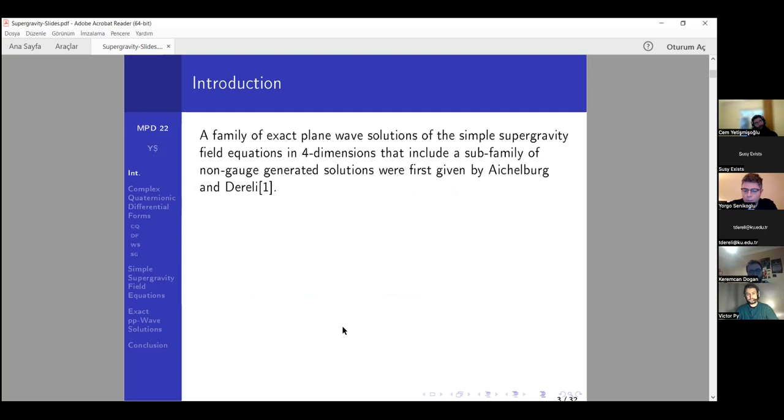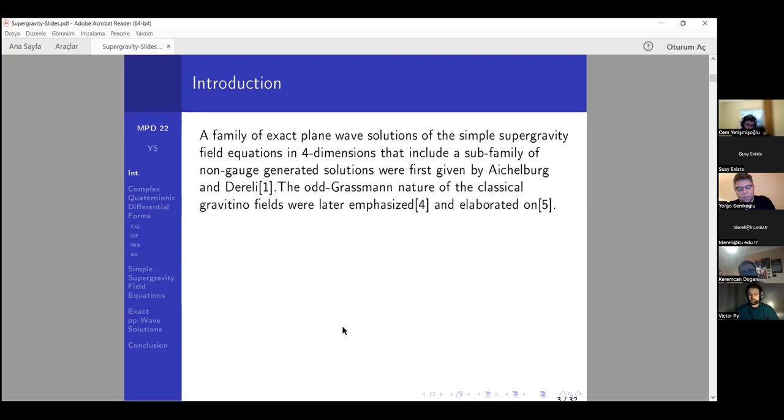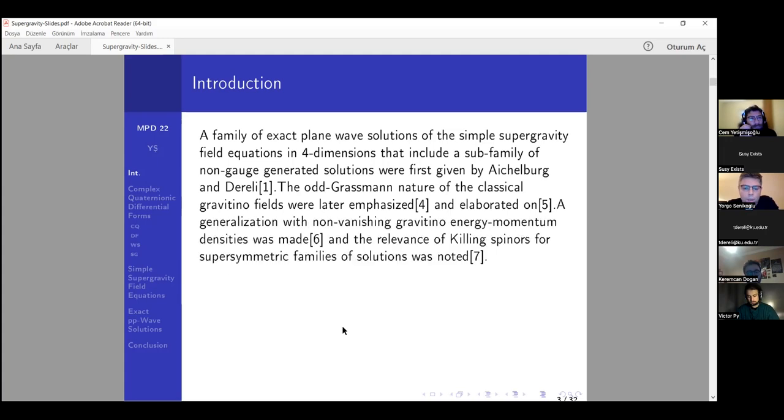So a family of exact plane wave solutions of simple supergravity field equations in four dimensions that include a subfamily of non-gauge generated solutions were given by Eichelberg and Professor Tekin Dereli. Then the odd Grassmann nature was later worked on in references 4 and 5, which I will share at the end of my talk. And a generalization with non-vanishing gravitino energy momentum tensor density was made in the 6th reference, and some Killing spinor relevance was discussed in the 7th reference.